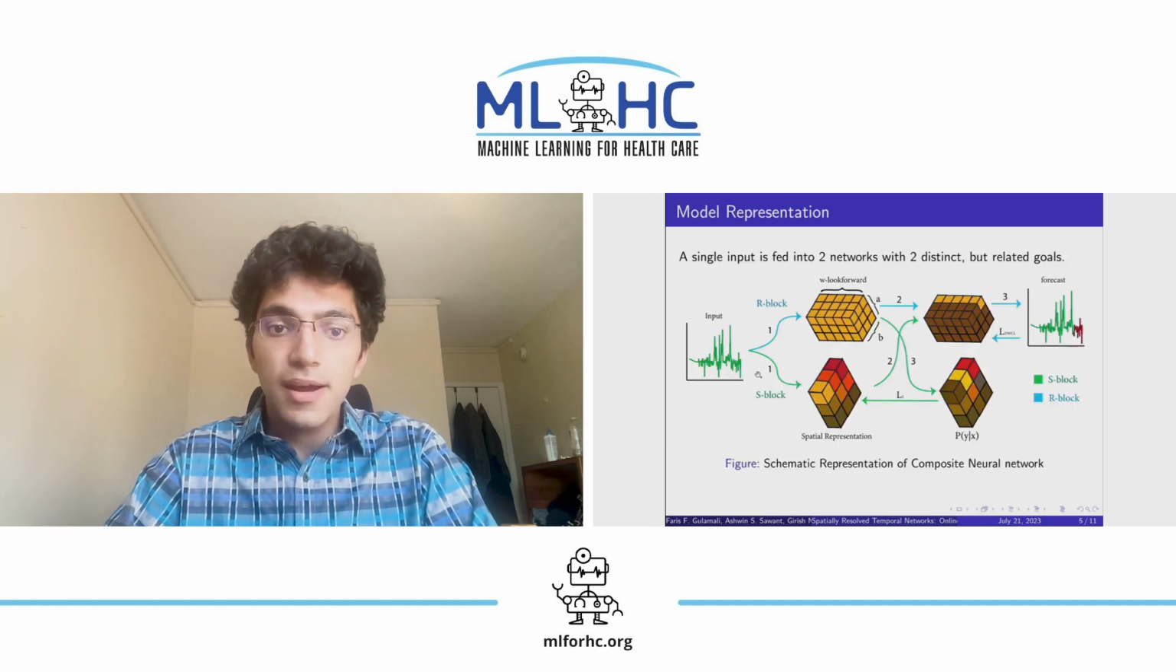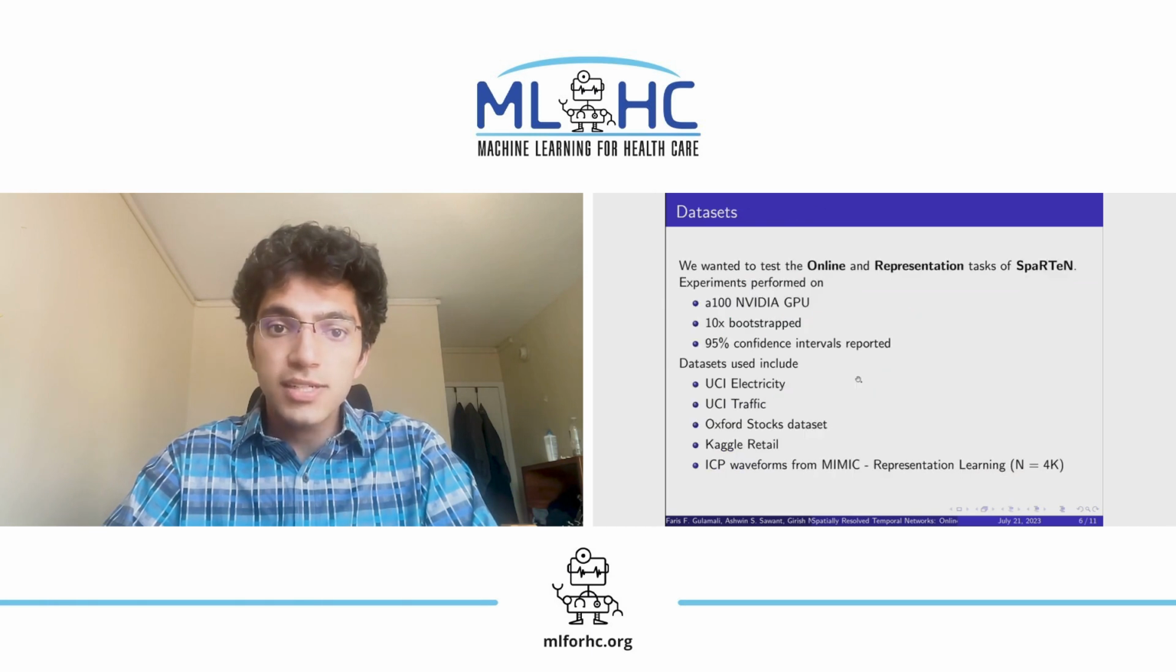We do this by feeding this input into two networks with two distinct but related goals. The goal of the R block is to learn a forecast, and the goal of the S block is to learn a state representation. And they send information to each other in order to collaborate and cooperate and come up with better outcomes. And so we wanted to test whether or not this method, which we call spatially resolved temporal networks, or SpaRTEn, would work well in an online setting and on representation tasks.